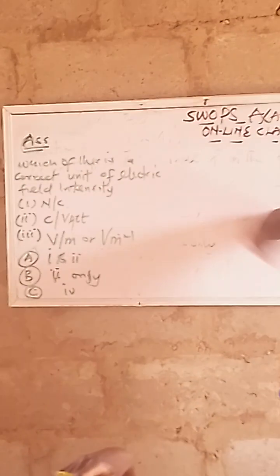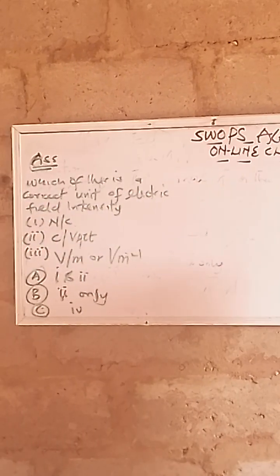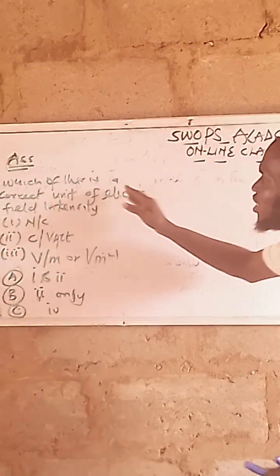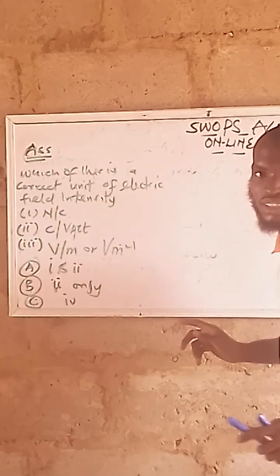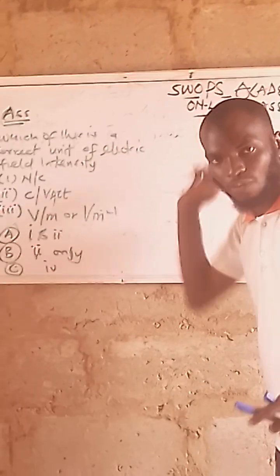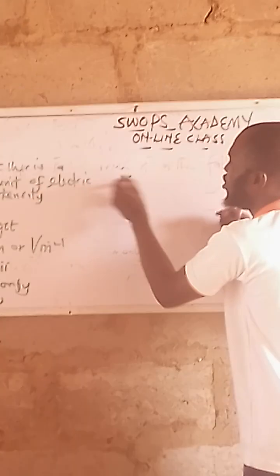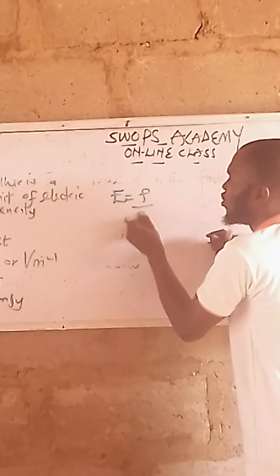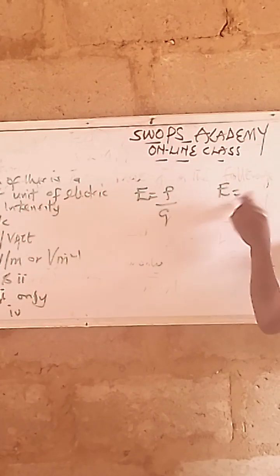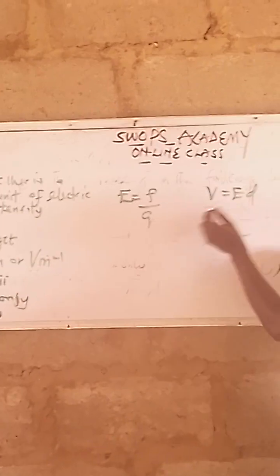Now, this is another one. I will give you this as an assignment, before we go to the JAMB questions; this is also prepared from the subclass. Which of these is a correct unit of electric field intensity? Is it Newton per coulomb? I've explained that electric field intensity is E equals F all upon Q, and we can still have it be E equals V over D.